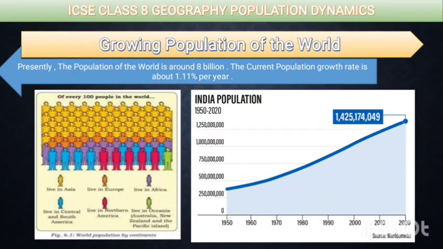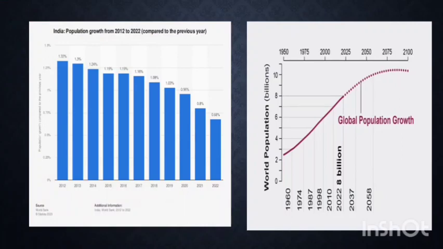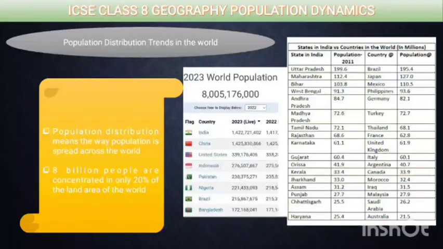If you see the current population of India, as I told you earlier, India has already beaten China, and the current population of India is 1.4 billion. This picture is showing the population growth rate. In 2012, the population growth rate of India was 1.33%, which declined gradually, and now in 2022 the population growth rate is 0.68%.